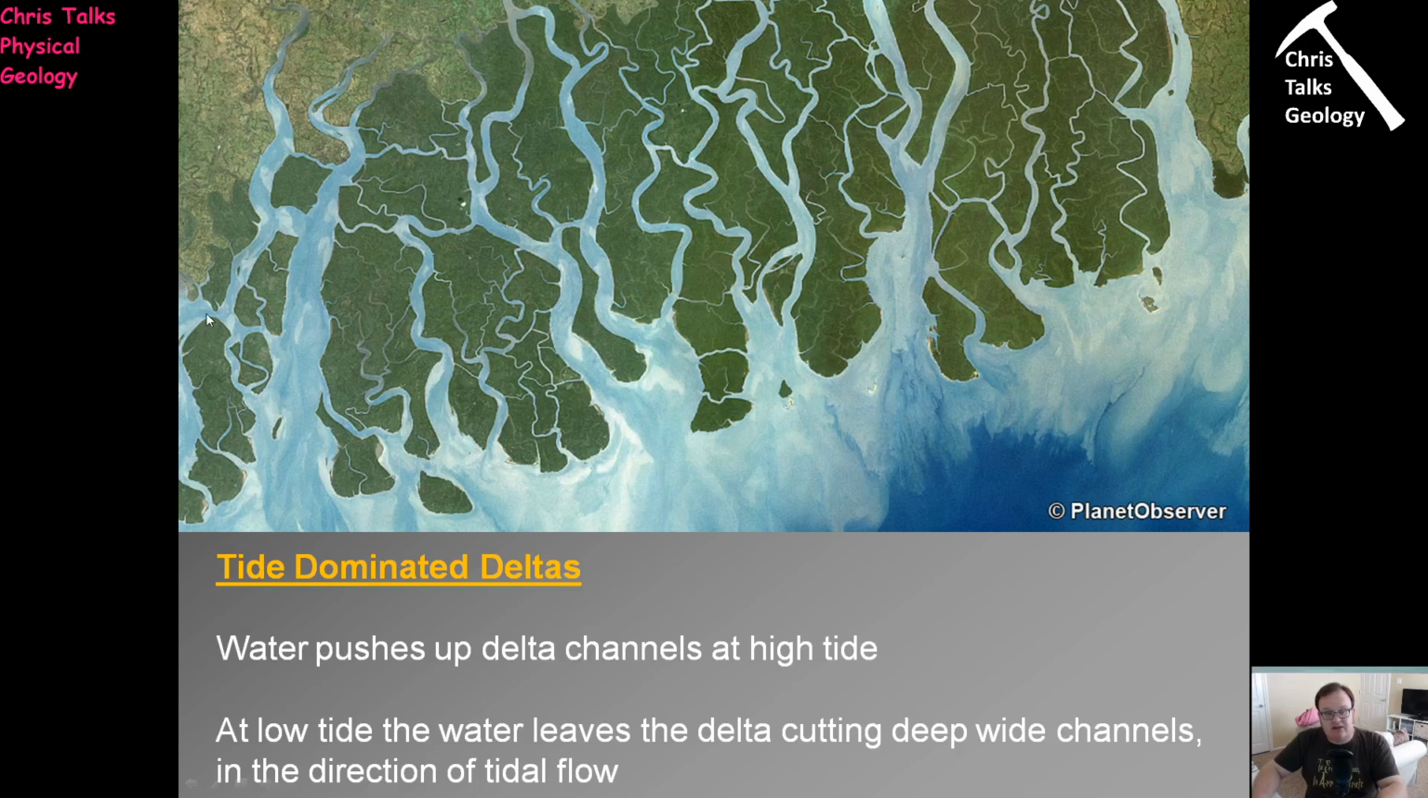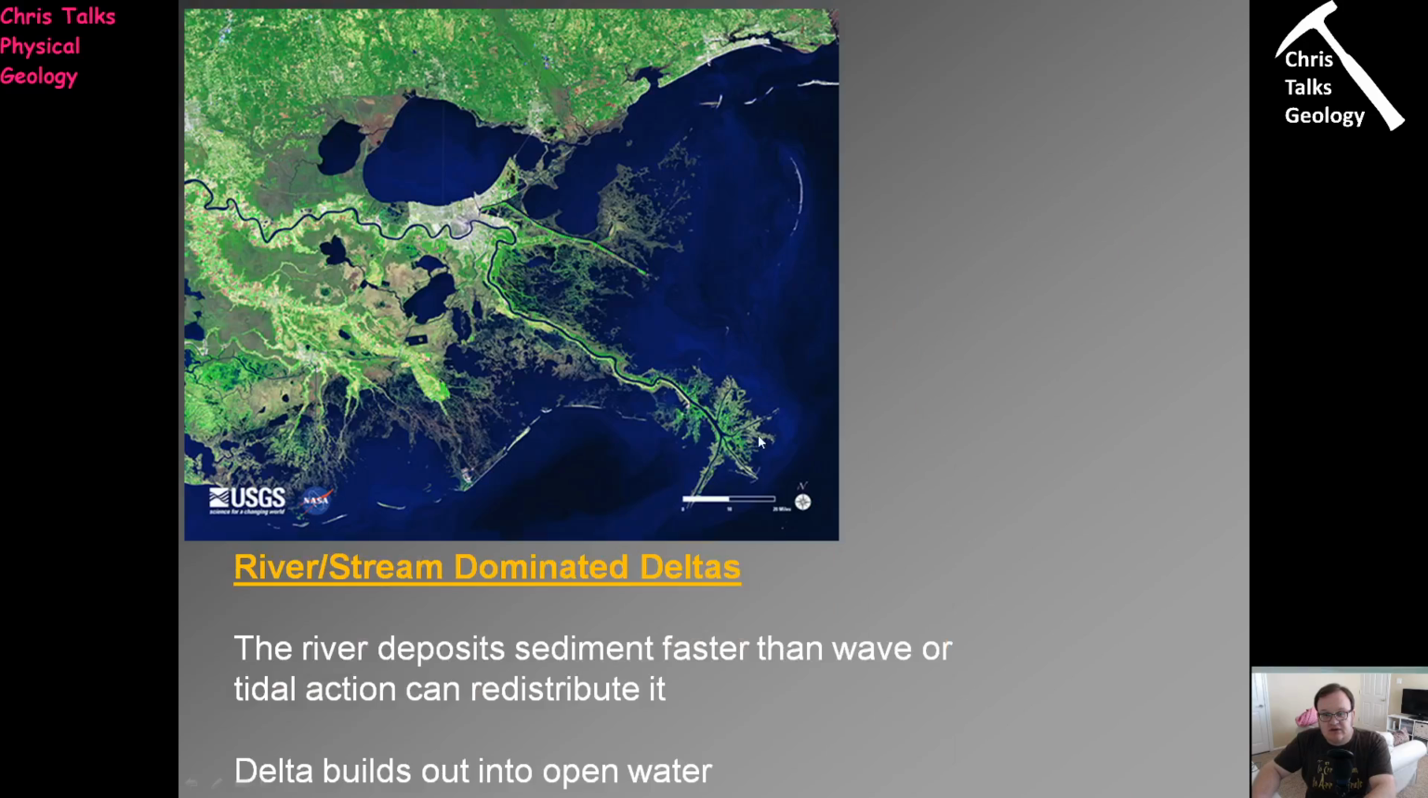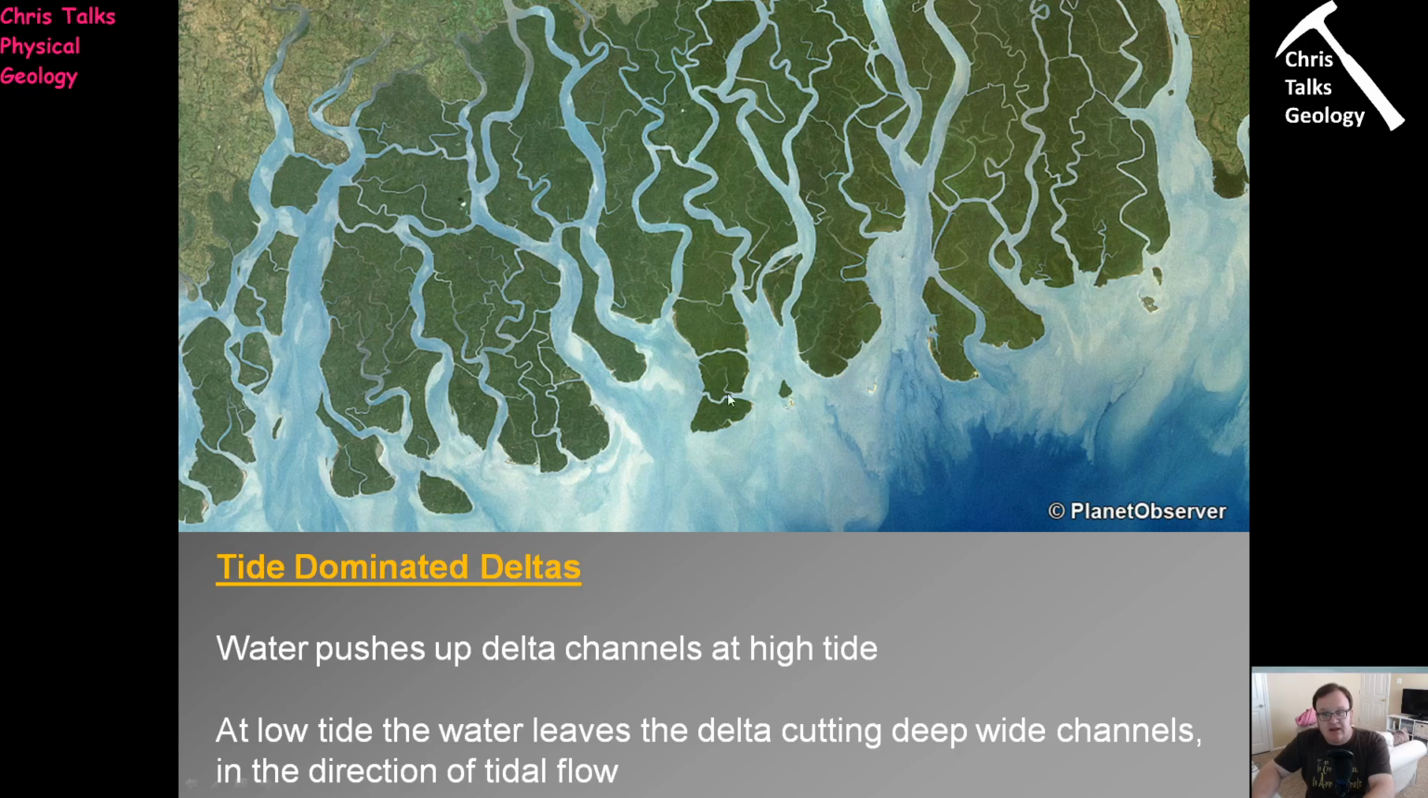And so that's why we end up with this rather distinct looking delta where you have numerous channels all running parallel to each other. Compare that to something like the Nile Delta where you have numerous channels which will fan out. Same for the Mississippi Delta where you can see you have numerous distributary channels fanning out. So a tide-dominated delta will have this rather distinct look where you have several channels running parallel to each other.